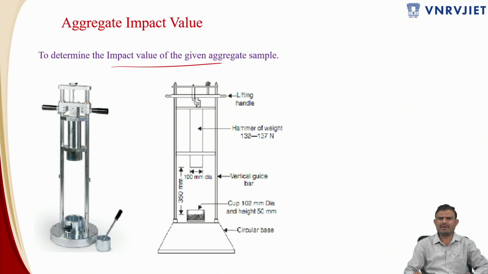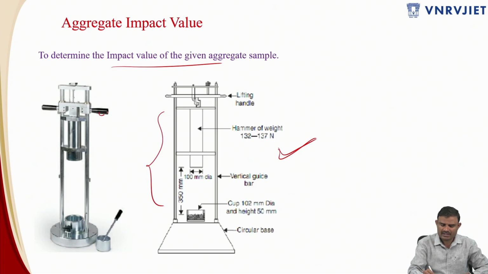That impact cannot be generated directly by just giving a hammer blow, so we do a kind of simulation: we apply a load that falls from a particular height. That is what we mean by impact here. The equipment has a lifting handle and a release pin. Once you release that pin, only then the impact load is applied onto the aggregate. Here also we have a cylindrical measure and a cylindrical mold, which will be placed into the equipment provided over here.